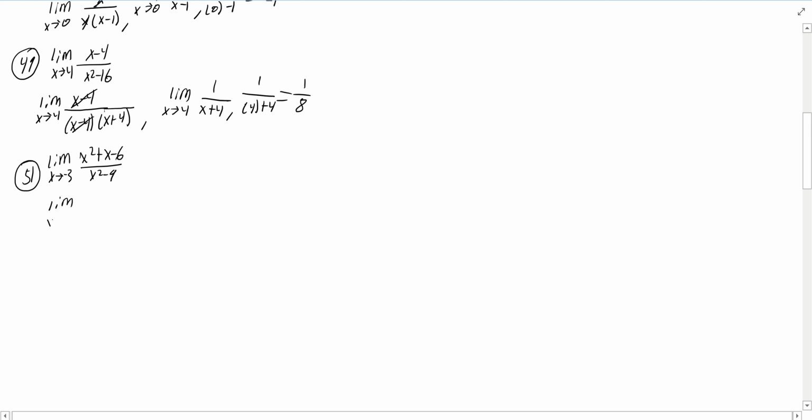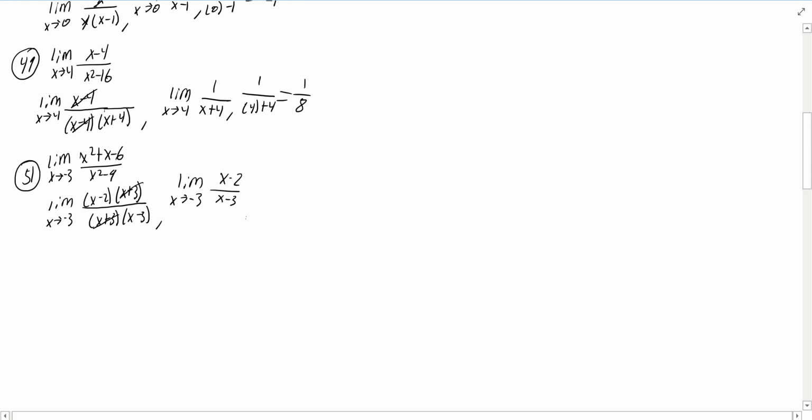So we're going to have the limit as x goes to negative 3, and x squared plus x minus 6 simply factors down to x minus 2 times x plus 3, and x squared minus 9 factors down to x plus 3 times x minus 3. So as we've had previously, we have a common term here in our numerator and denominator. We have a shared x plus 3, so we can cancel those buddies out, and we get the limit as x goes to negative 3 of x minus 2 over x minus 3.